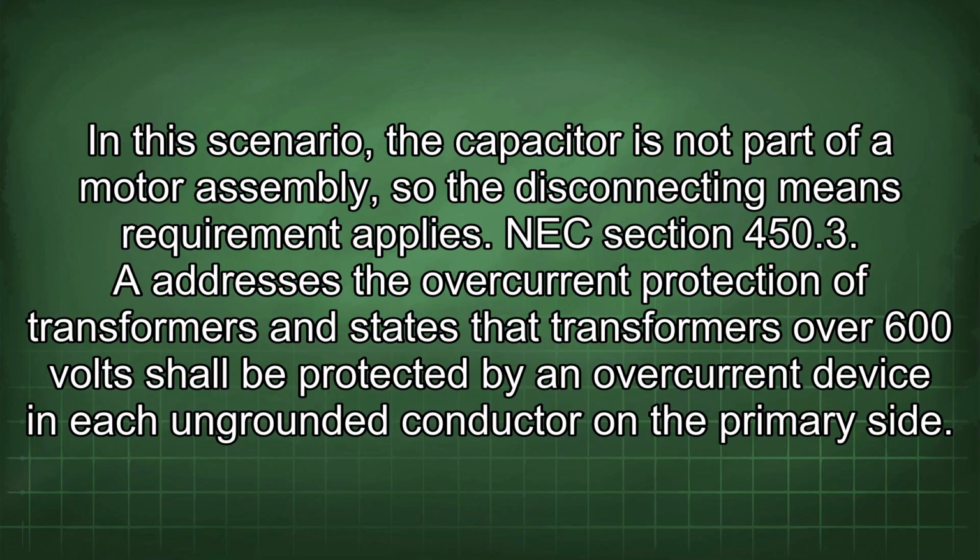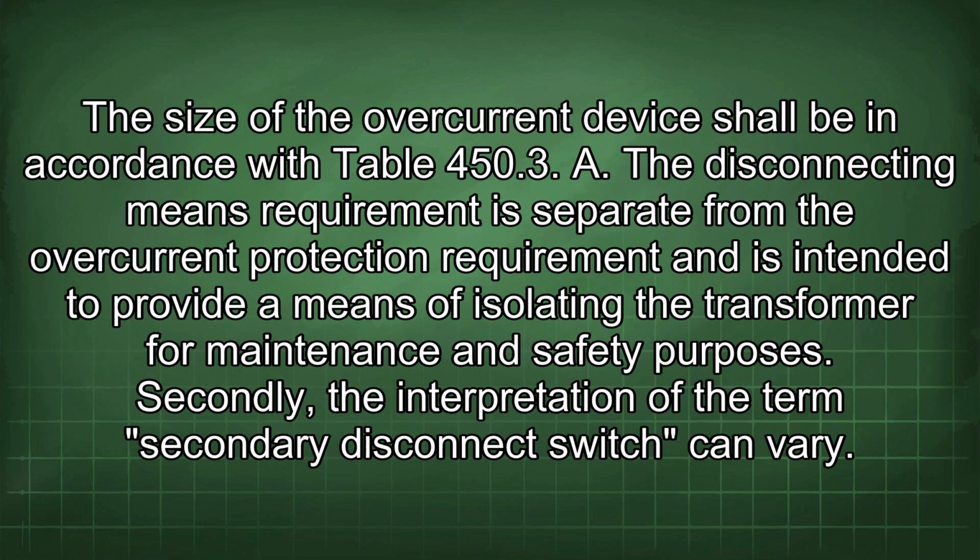NEC section 450.3 addresses the overcurrent protection of transformers and states that transformers over 600 volts shall be protected by an overcurrent device in each ungrounded conductor on the primary side. The size of the overcurrent device shall be in accordance with Table 450.3. The disconnecting means requirement is separate from the overcurrent protection requirement and is intended to provide a means of isolating the transformer for maintenance and safety purposes.